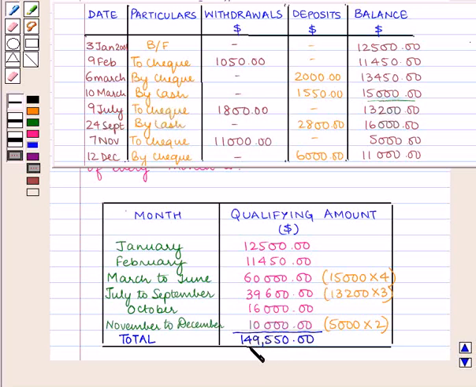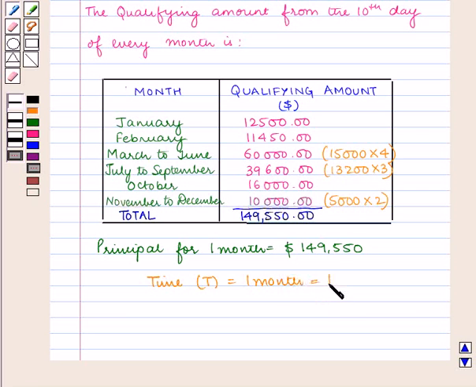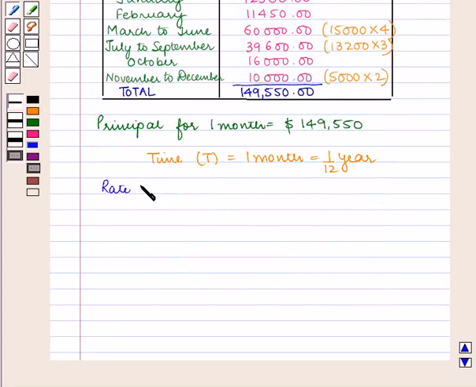So the total principal becomes $149,550. Hence, the principal for 1 month is equal to $149,550. Time is 1 month, which is equal to 1/12 year. And the rate of interest given is equal to 4.5% per annum, which is equal to 9/2% per annum.